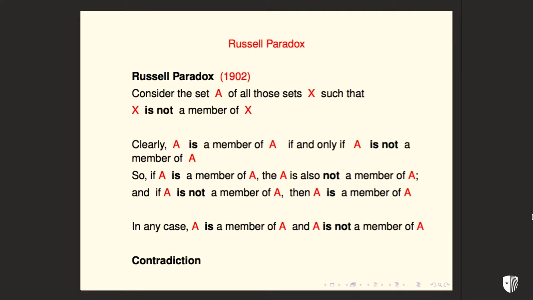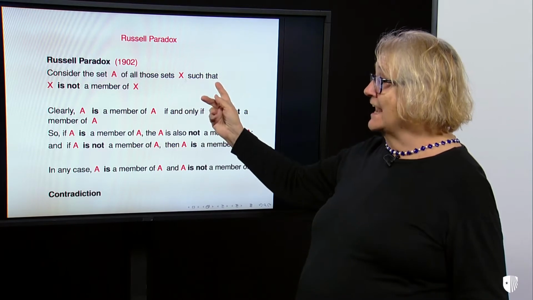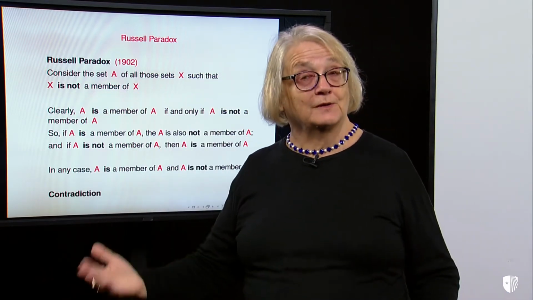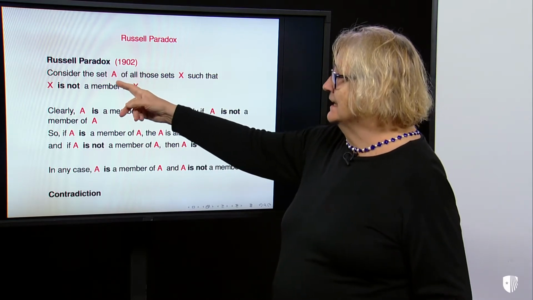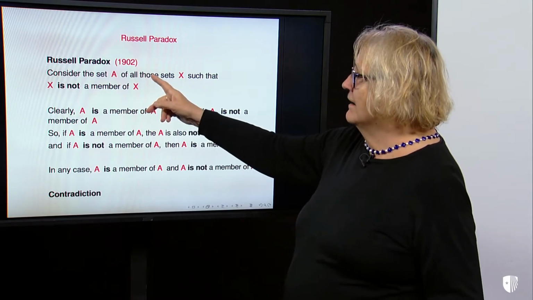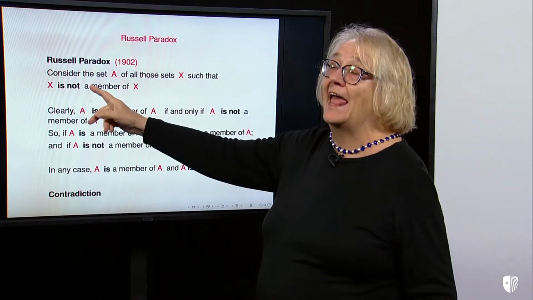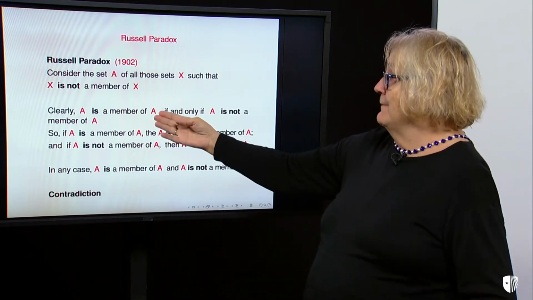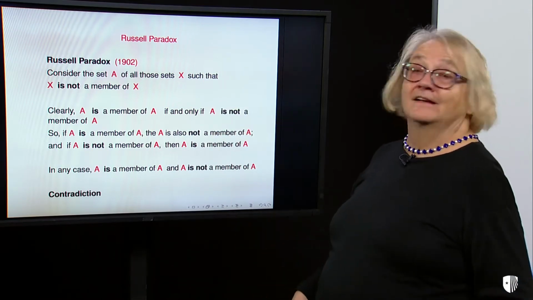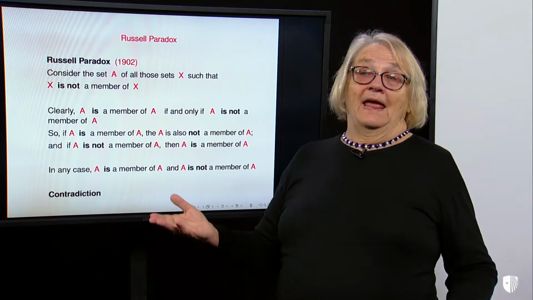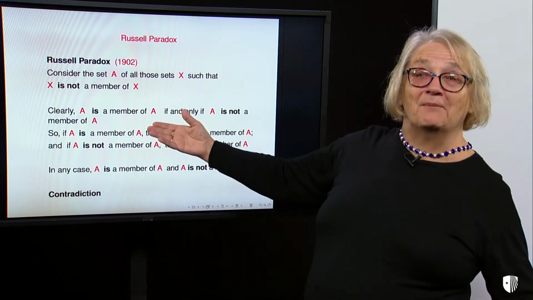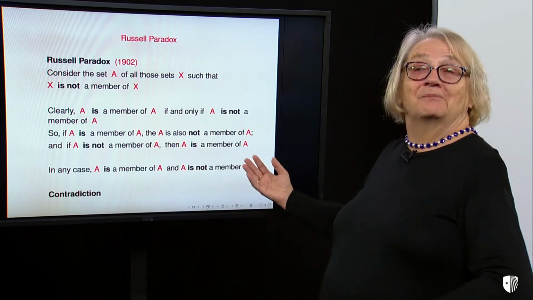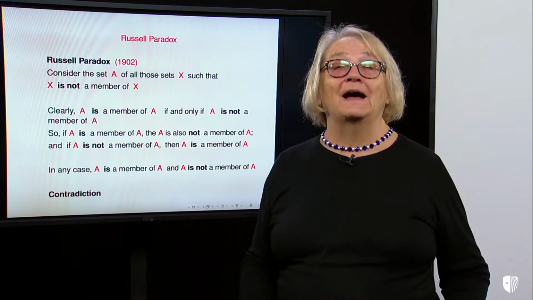Russell paradox, 1902. Consider the set A of all those sets X such that X is not a member of X, because we know that some sets are not members of themselves. Of course, A is a member of A if and only if A is not a member of A. So, if A is a member of A, then A is not a member of A. And vice versa, if A is not a member of A, then A is a member of A. In any case, A is a member of A, and A is not a member of A. Contradiction. There's something wrong with our notion of set.